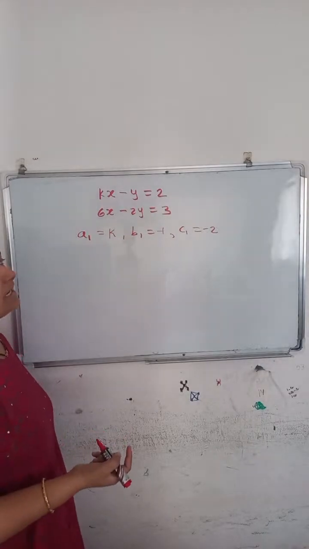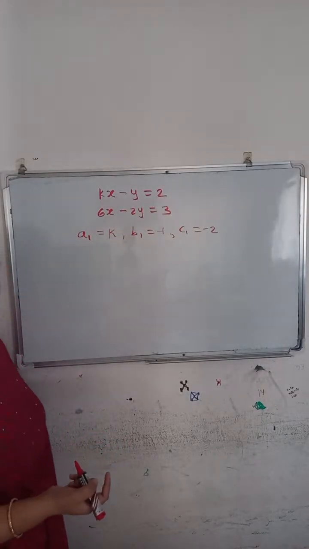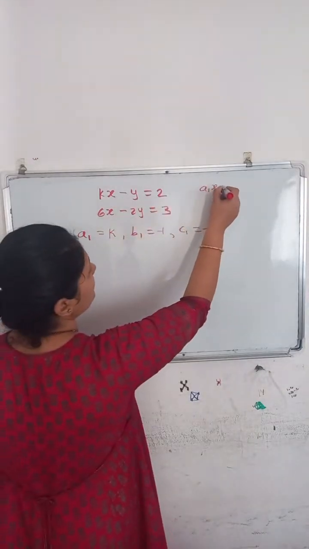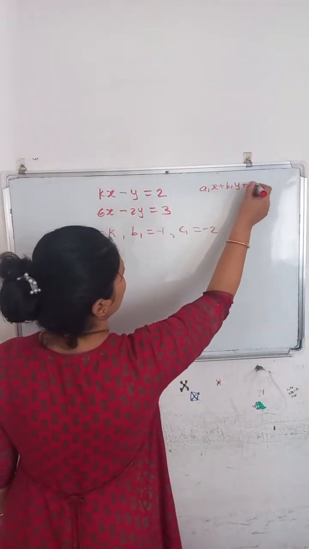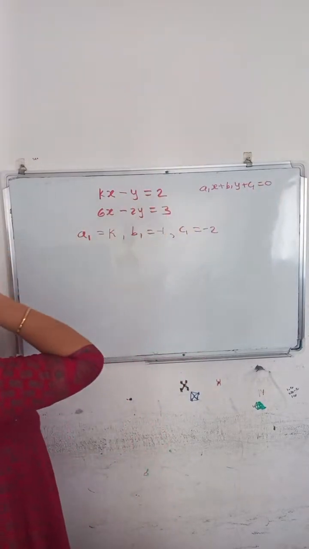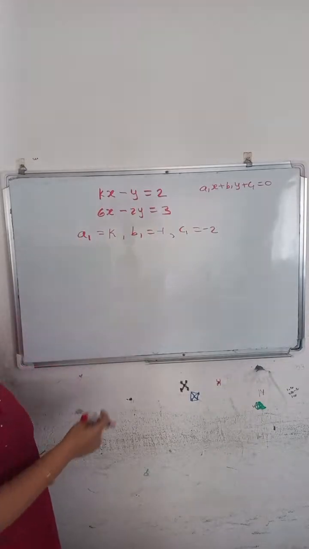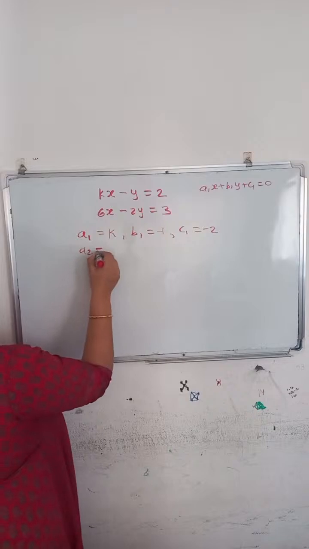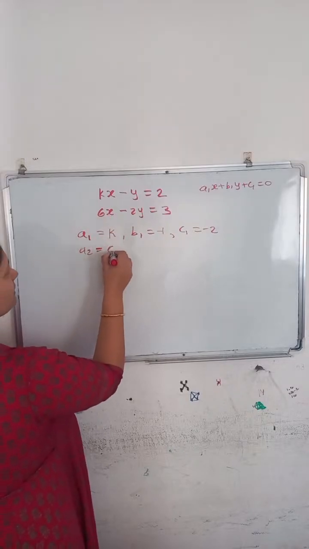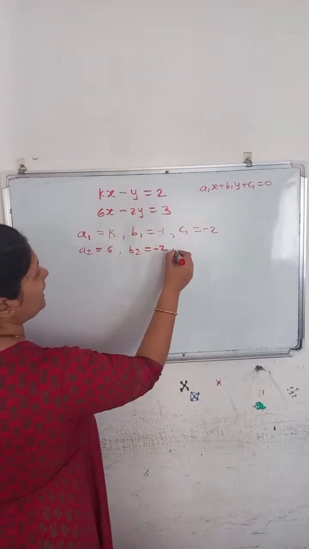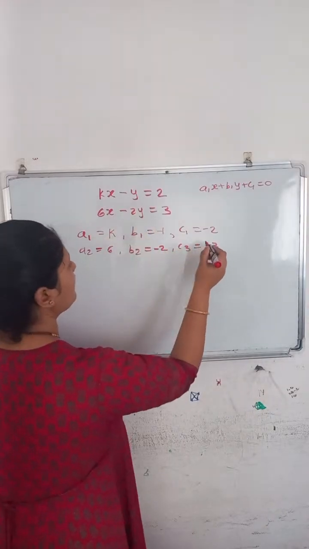According to the standard equation, we are writing a1x plus b1y plus c1 is equal to 0. So c1 is on the RHS side, and when you bring it to the LHS it will become minus. Okay, now here a2, we'll check this equation. a2 is 6, b2 is nothing but minus 2 and c2 is nothing but minus 3.